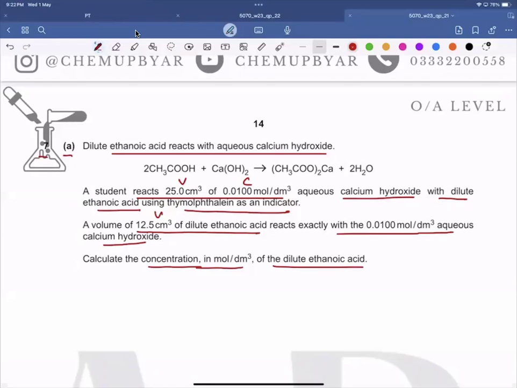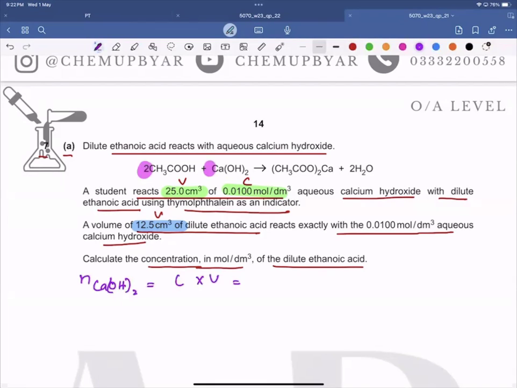Okay, now, so we got the concentration and volume of calcium hydroxide. See, this is the volume and this is the concentration of calcium hydroxide, and we have only the volume of dilute ethanoic acid, right? And if you see over here, we got the ratio between these two as well from the balanced equation. So first I am going to calculate the moles of calcium hydroxide because its concentration and volume are known, right?